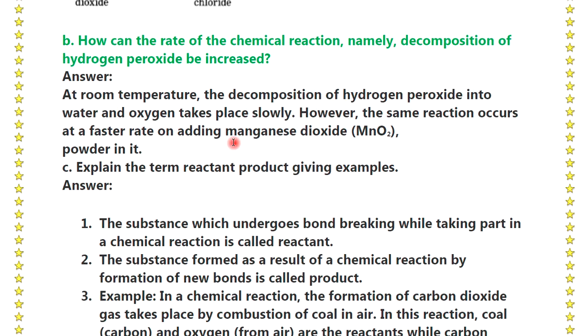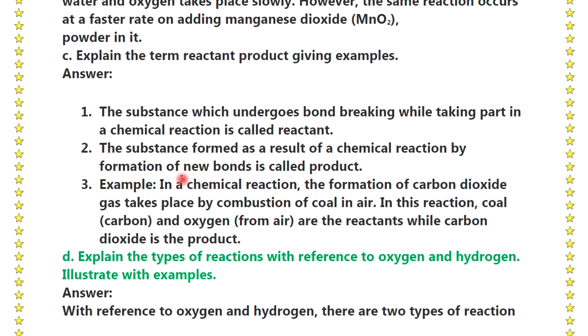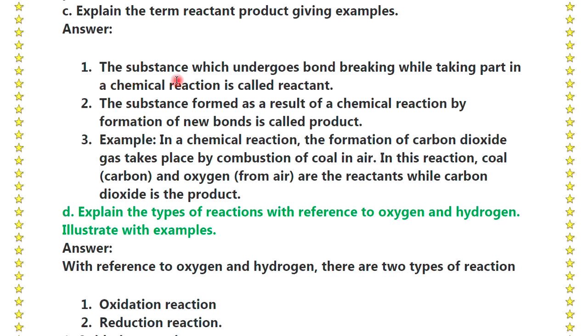Okay, question number B is how can the rate of the chemical reaction, namely decomposition of hydrogen peroxide, be increased? Answer, at room temperature the decomposition of hydrogen peroxide into water and oxygen takes place slowly. However, the same reaction occurs at a faster rate on adding manganese dioxide powder to it. C. Explain the term reactant and product giving example. Answer, the substance which undergoes the bond breaking while taking part in the chemical reaction is called a reactant.